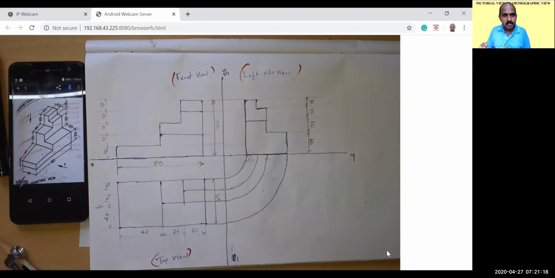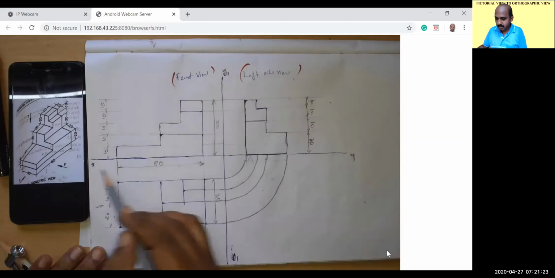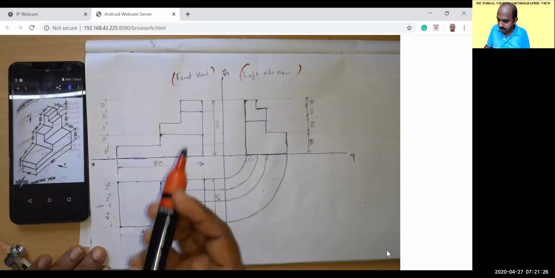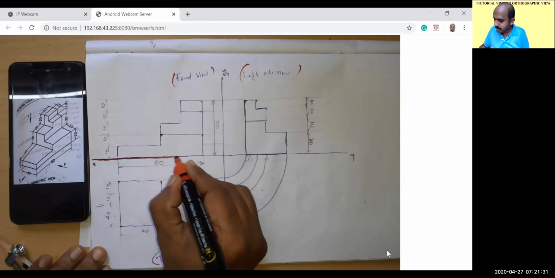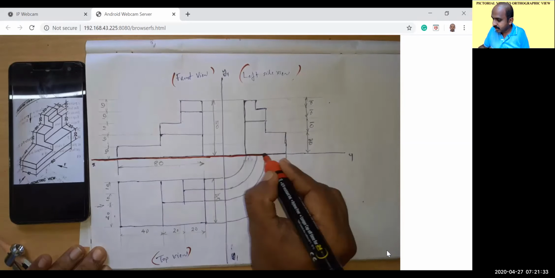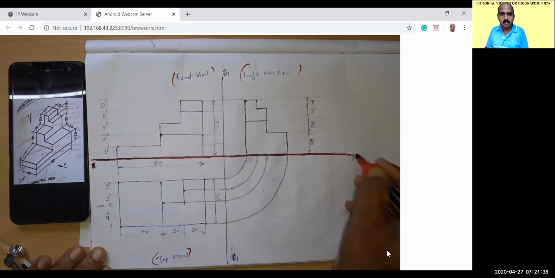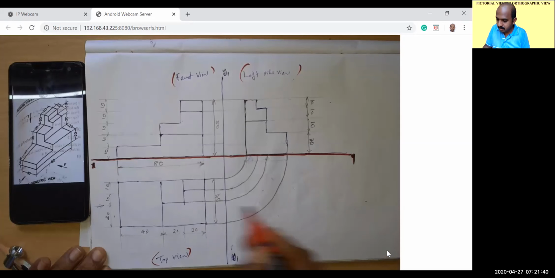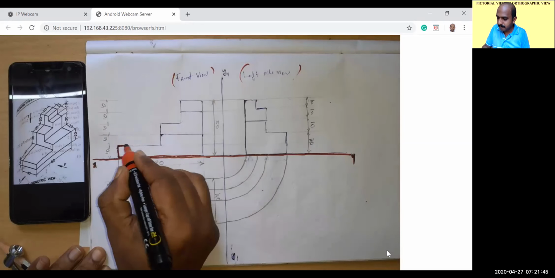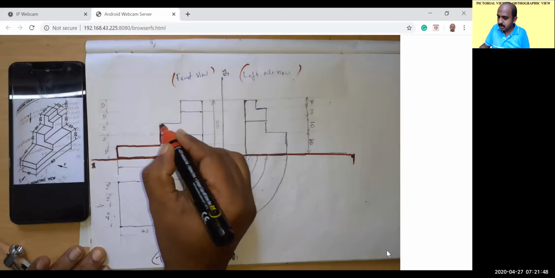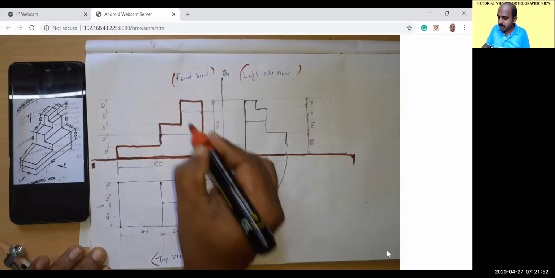So initially, if the question is to draw the front view, you draw the XY line. Initially, you draw the XY line using an H pencil. Please listen. XY line using an H pencil. Now mark it as XY. Now we complete the front view by using an HB pencil. You complete the front view using the HB pencil.